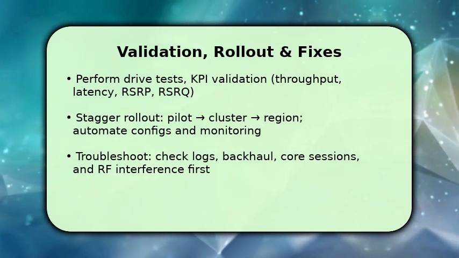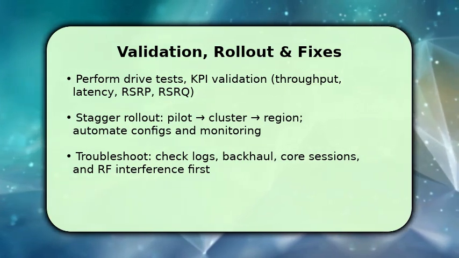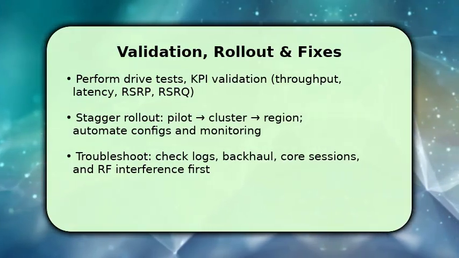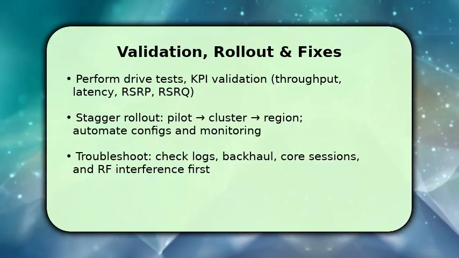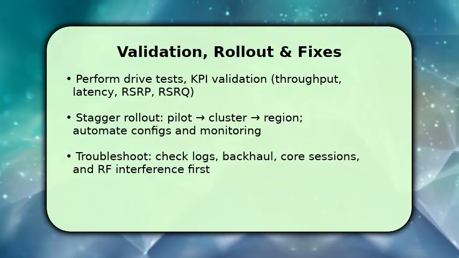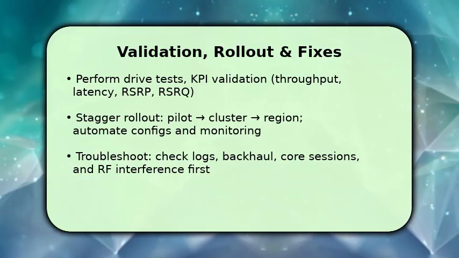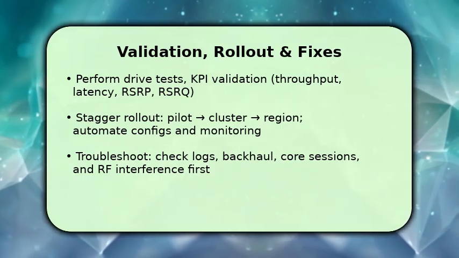If problems occur, focus troubleshooting on backhaul and core sessions first, then review gNodeB logs and RF interference. These cause most failures. Finally, iterate software fixes, tune RF parameters, and update capacity plans so the network stays reliable as subscribers grow.